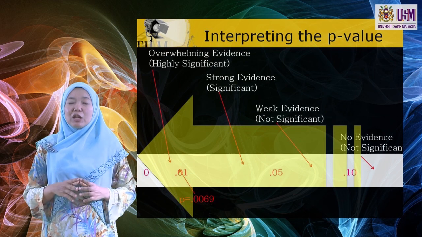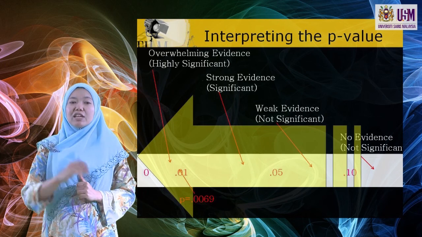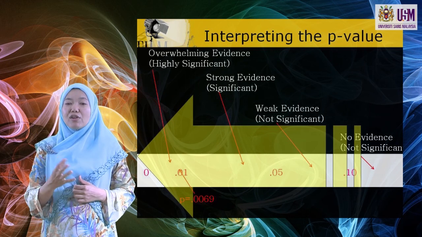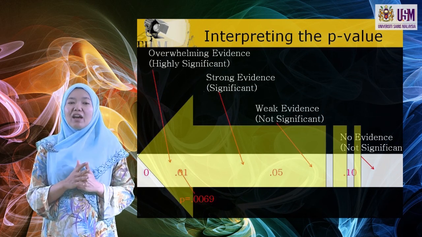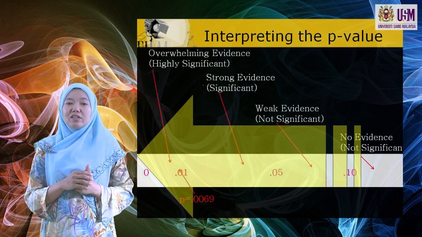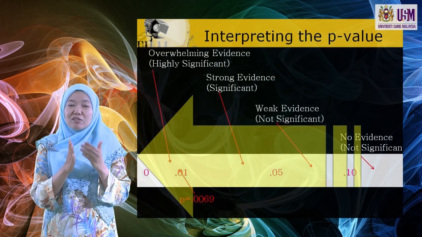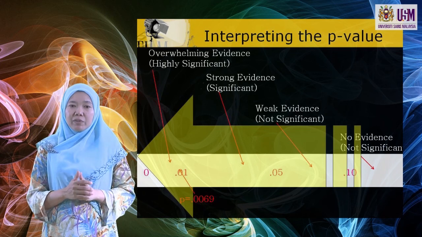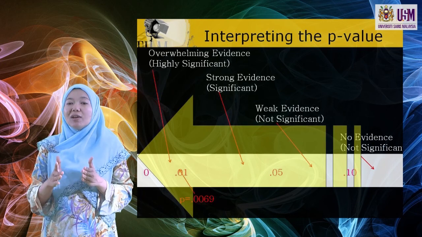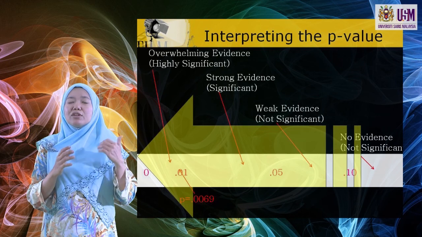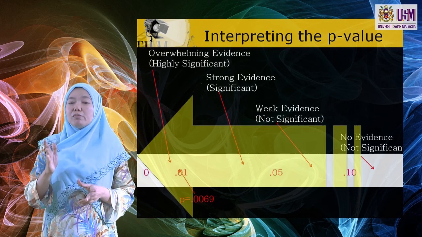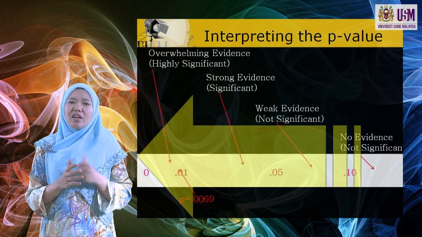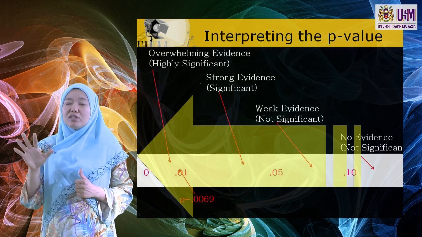Now we are discussing the big picture when it comes to the interpretation of the p-value. You see on screen, we have a range of values in terms of level of significance, from 0 to 0.01 to 0.05 to 0.1. If you have a probability between 0 and 0.01, for example, just now what you have is a probability of 0.0069, it's very small, it falls in that region, so you can say that is highly significant or overwhelming evidence. If your probability falls between 0.01 and 0.05, that means a very, very small probability of that happening still, so you can say it's strong evidence or just significant evidence. If the probability falls within the region of 0.05 and 0.10, you say there's weak evidence and not significant. Anything beyond that is what we say as no evidence or not significant at all.